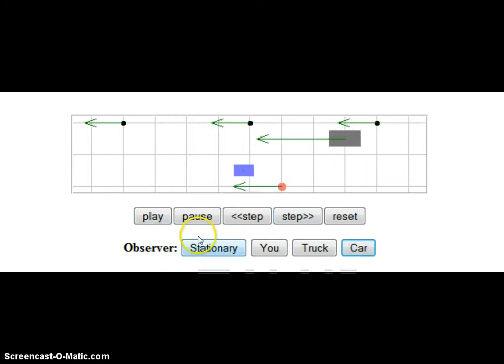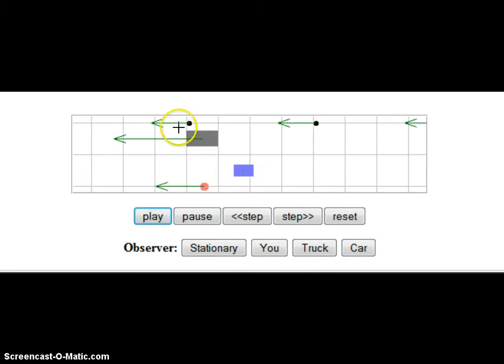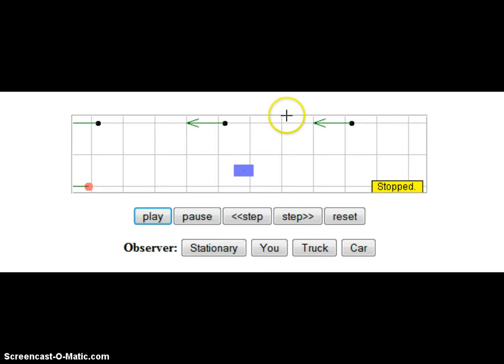If you're in the car, everything else is moving differently from your point of view. And this makes sense. If you're in the truck, you're going to see things moving differently, coming towards you or away from you, different than the car. That's going to see things differently coming towards or away from whoever's driving the car.